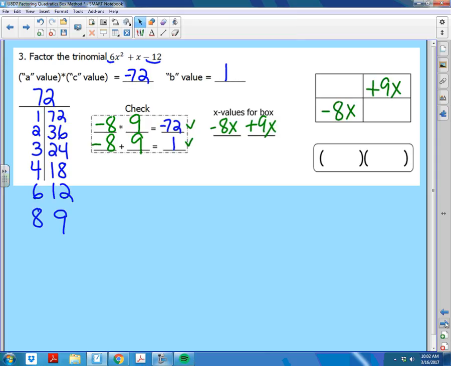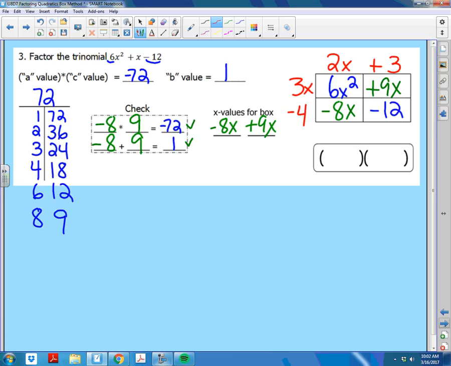On the diagonals, we fill in everything else, 6x squared minus 12, and then we begin the GCF process, right? GCF is 3x, 3x times 2x, 2x times negative 4, 3x times positive 3. We make sure that works, and we end up with 3x minus 4 and 2x plus 3. Done.